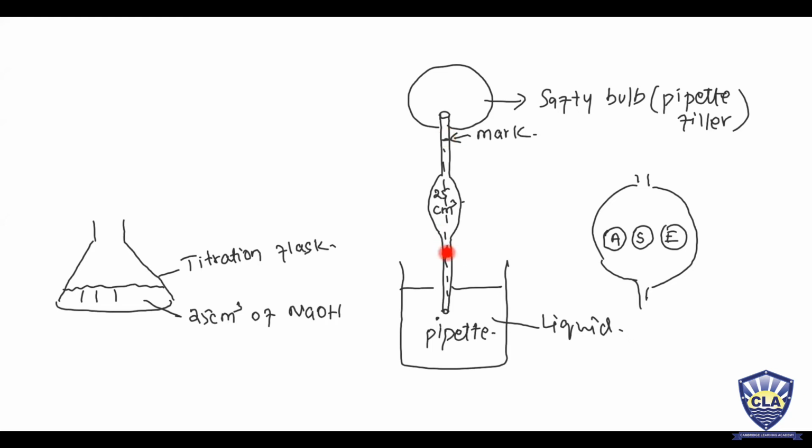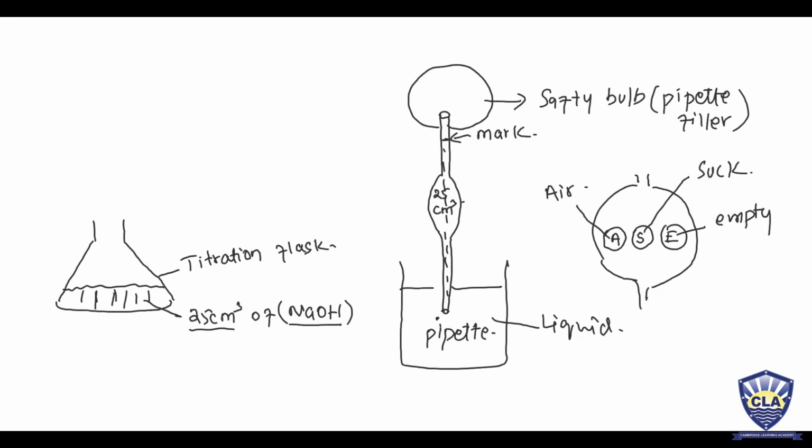And now take this pipette into the titration flask and push the E button. E for empty. The letter E is for empty, the letter S is for suck, and the letter A is for air. So when you press the E button, all the liquid will be transferred into the titration flask. So my dear students, by means of the pipette, you should transfer 25 cm cube of sodium hydroxide, whatever metal hydroxide you got. I've just mentioned up here sodium hydroxide. If you have got some other hydroxide, you can write the name of that hydroxide.